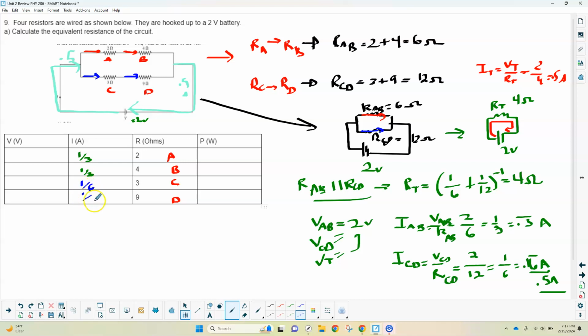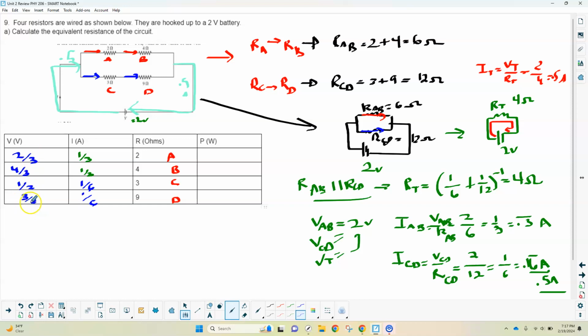Once you have those all filled in, then it's the same kind of math that we did for the voltage and the power before. So if I multiply 1/3 times 2, I get 2/3. 4 times a third is 4/3. 3 times a sixth is a half, or 3/6. And then 9 times 1/6 would be 3/2.